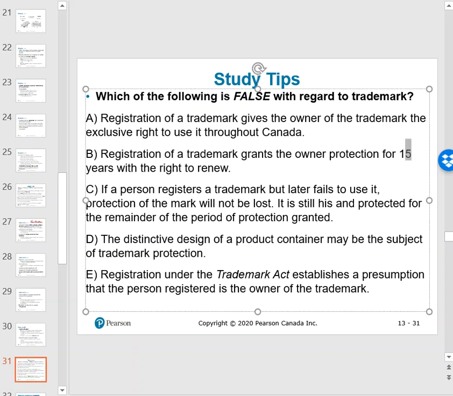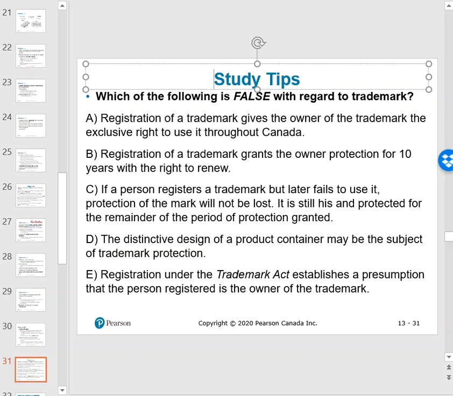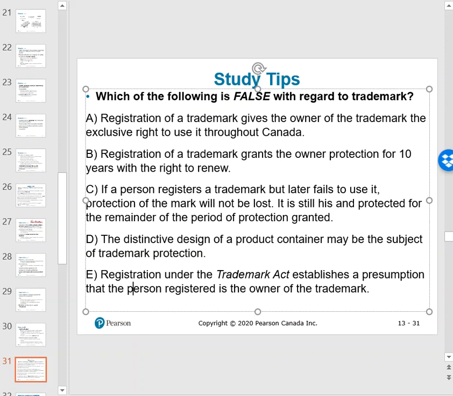Okay, I had not updated this question, so I have to update it. Sorry. Yeah, B would be the false one, but there's another one. So B should be correct, should not be false, because it used to be 15 years. So that's why I corrected it now. Sorry. It is not B. It is another one.